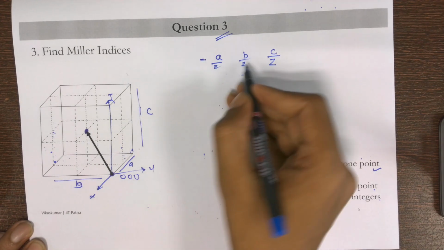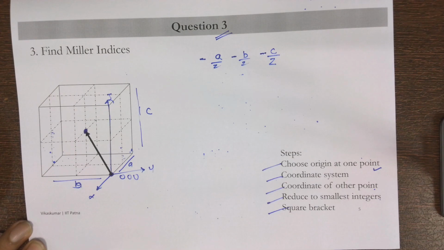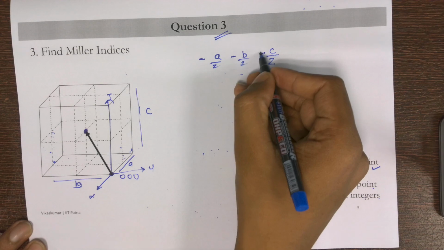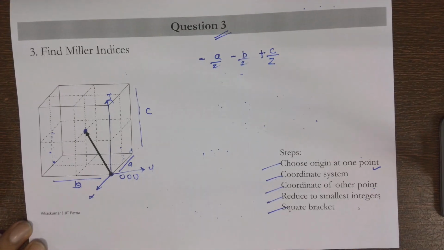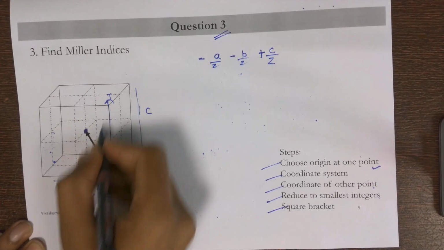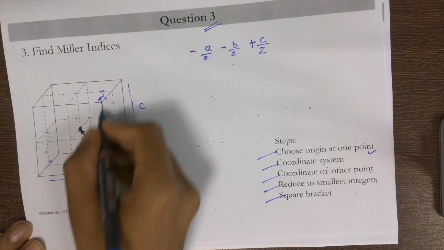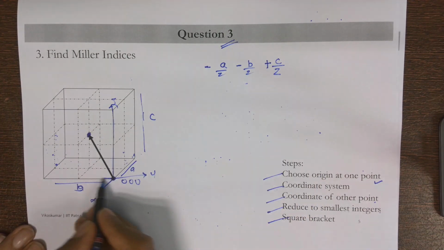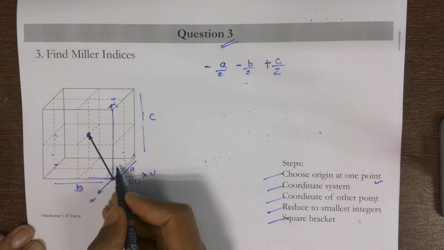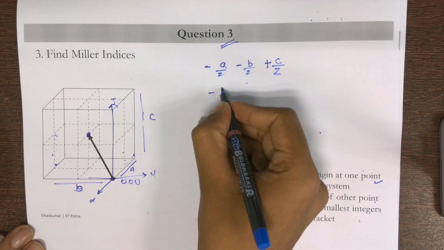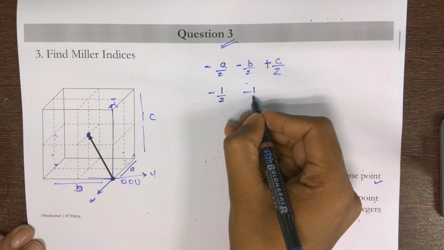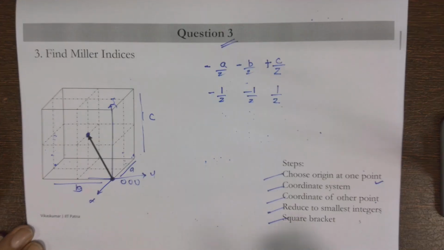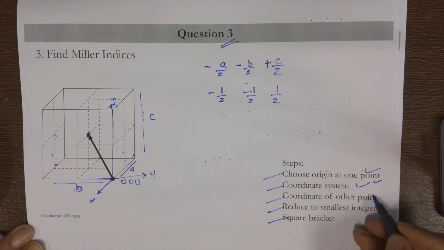It will be minus A by 2, minus B by 2 and minus C by 2. Or in the C direction it's a plus, because C is still a positive point. So overall what we can see is that A is negative, B direction is negative, but C direction is positive. So we got minus 1 by 2, minus 1 by 2 and 1 by 2. Our first 3 parts are done.